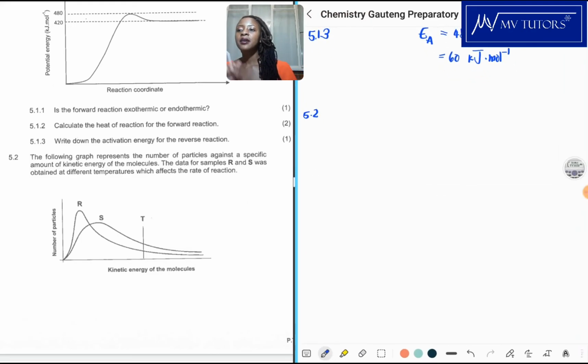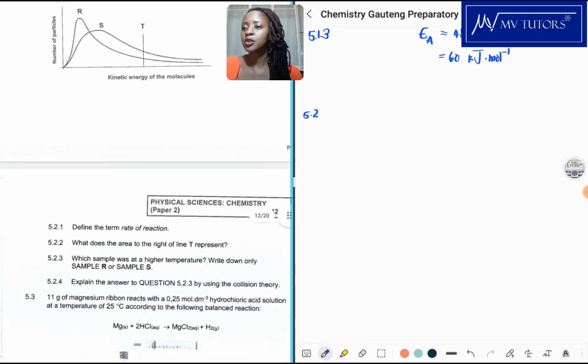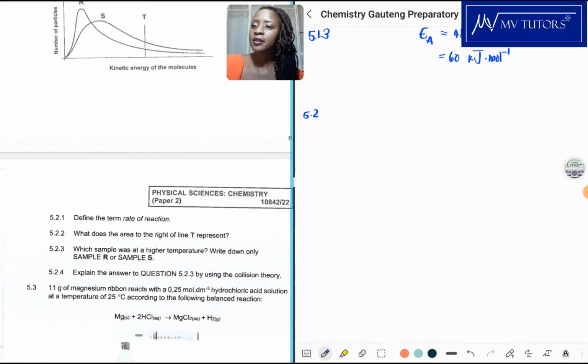So it says, the following graph represents the number of particles that is on your y-axis against a specific amount of kinetic energy of the molecules. So that is your x-axis. The data for samples R and S was obtained at different temperatures, which affects the rate of reaction. Okay, so what kind of questions do we have? Now 5.2.1, define the term rate of reaction.